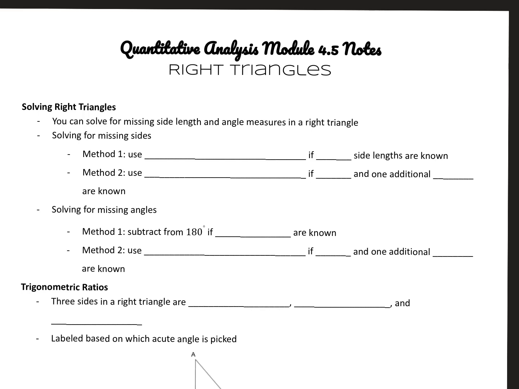So after talking about the basics of triangles, we're now specifically going to talk about right triangles. If you're trying to solve a right triangle, you're either solving for missing side lengths or angle measures. So there's two methods for both. If you're solving for missing sides, the first method is to use the Pythagorean theorem.